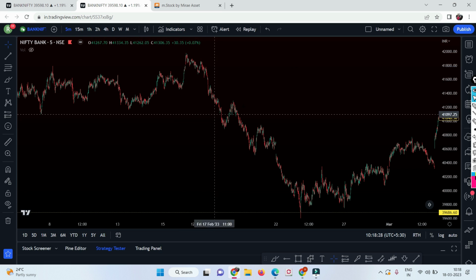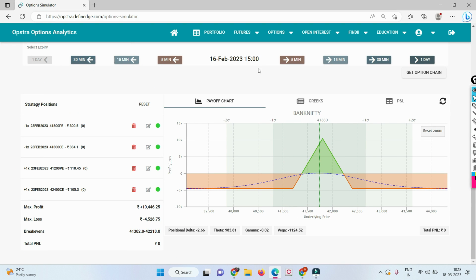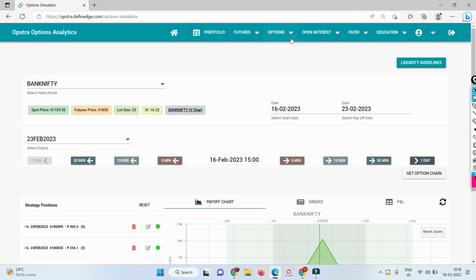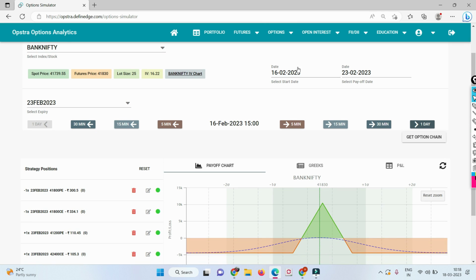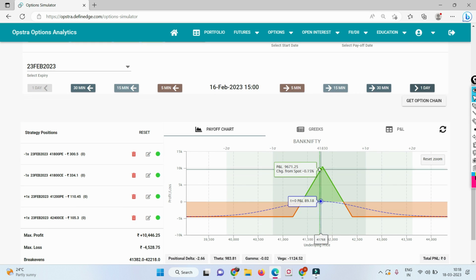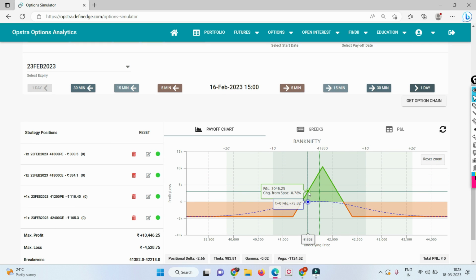Based on this, I went to the simulator in Sensible. I've taken the 16th as the start date and 23rd as the end date. And then I've just taken an iron fly as an example. You can take any strategy. The thought process, the mindset applies the same. The only thing is the strategies will vary.